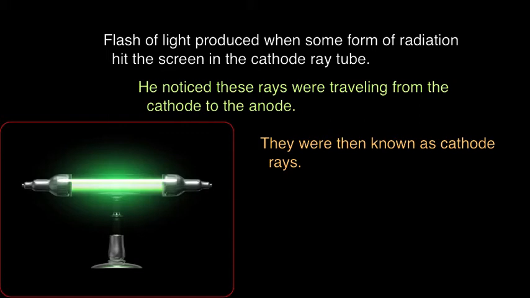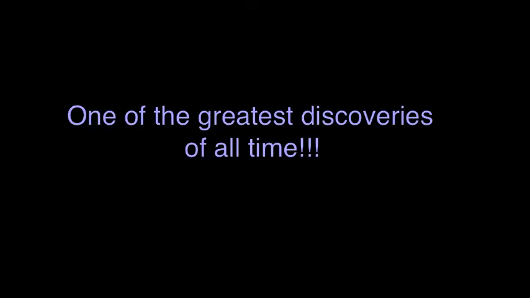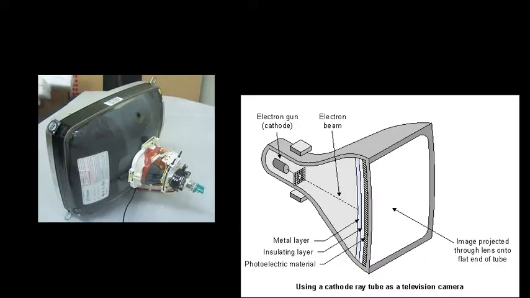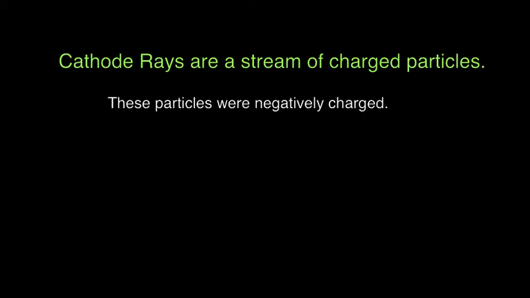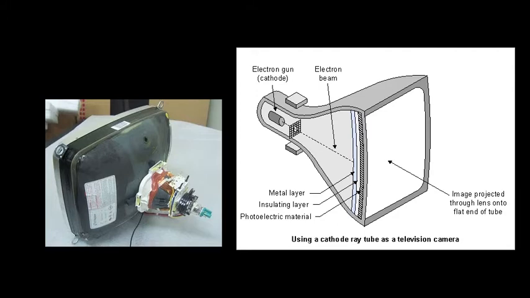Now, this accidental discovery of the cathode ray led to one of the most important technological and social developments of the 20th century, and that would be the television. Scientists continued their research using the cathode ray tubes and eventually found out that cathode rays were a stream of charged particles, and these particles were negatively charged. So let's take a look here at a little video clip explaining a little more about how televisions fit into these cathode rays. And then we'll look at how that fits into our atom.